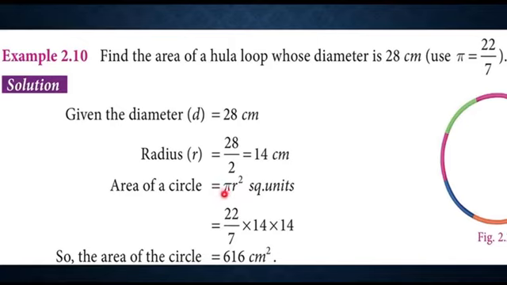Now, area of the circle is pi r square. So, pi is 22 by 7. In the question, they have given that we can use pi is equal to 22 by 7. So, 22 by 7 into 14 into 14. So, we can simplify it. 1 7 is 7, 2 7s are 14. So, 22 into 14 into 2. While multiplying all the three numbers, you get 616 centimeter square.